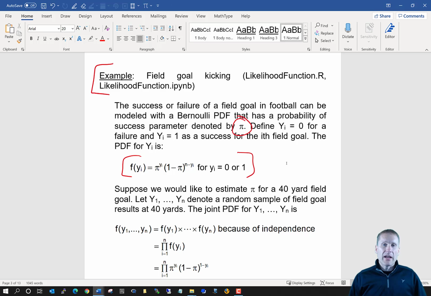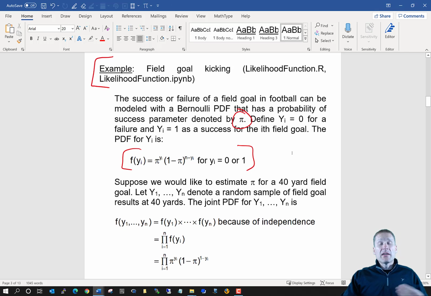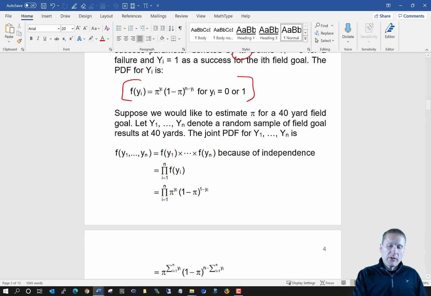In this particular case, I did write it in terms of the y sub i's, but I could just use y itself, as long as you realize that this is for all the possible y's that you could have. And let's suppose then that we take a sample of field goals, and we denote the corresponding random variables for these results as y1 through yn. Since this is going to be a random sample, each of these y's is independent of one another.